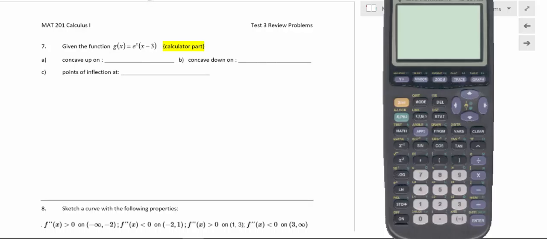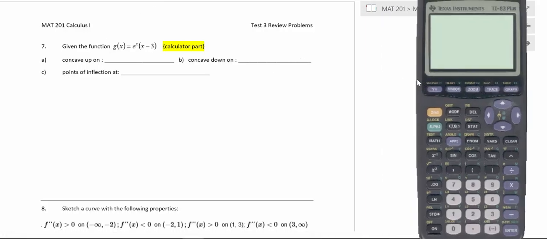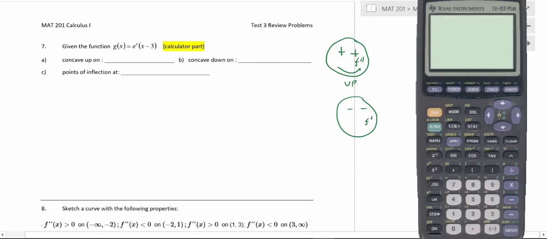With this one, remember concavity. The visual that you can remember is if the second derivative, that's the tattoo, is positive, then you're concave up. If the second derivative is negative, then you're concave down. Don't forget that tattoo on the cheek of the dude.